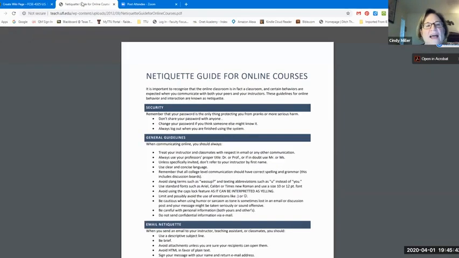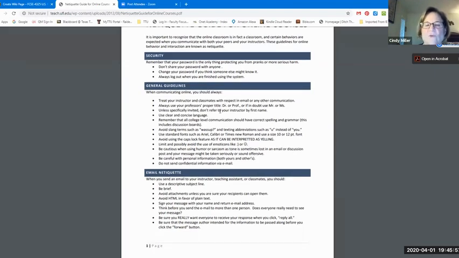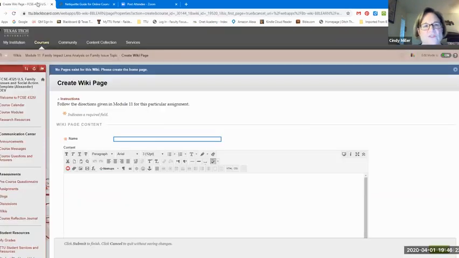I also wanted to show you that I attached another Netiquette guide for you that's more general for online courses in general. It talks a little bit about security, telling students not to share their password with anyone, always log out, but also some general guidelines when they're communicating online, as well as email netiquette. Again, we have students who try to text you when they're emailing you and not using proper form. So I remind students to be professional in their emails, just like they would if they were responding to an employer or to someone they're interviewing with and so forth. So I wanted to let you know that's available to you as well.